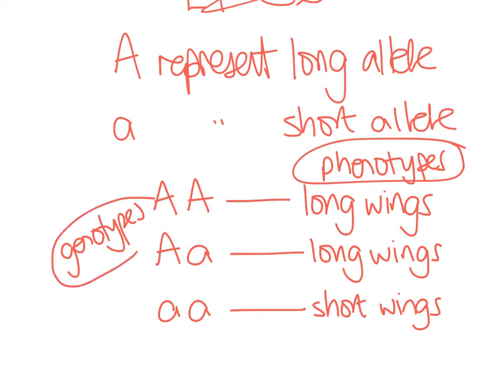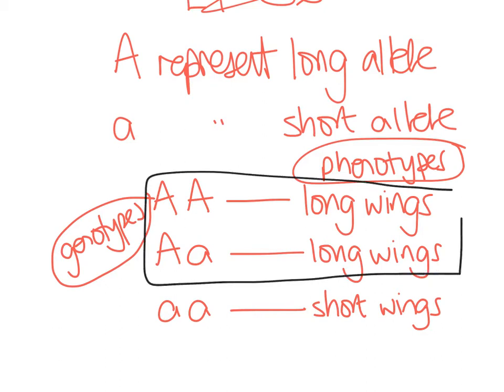So the genotypes are the alleles, the genetic information, and the phenotypes are the actual characteristic that they have. Now it tells us in our notes that a breeder has a long-winged fruit fly, but these are both long-winged fruit flies. We don't know whether the fly he has is big A, big A, or big A, small a. We can't tell by looking at it. So you need to write down that it could be big A, big A, or big A, small a.